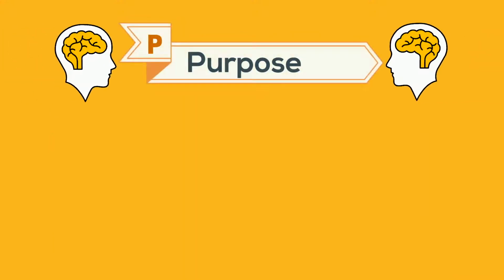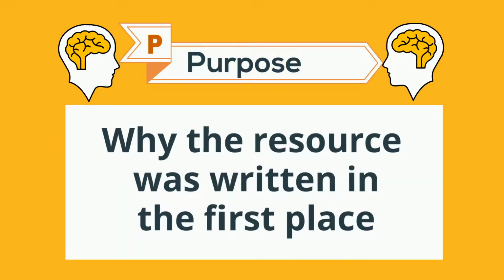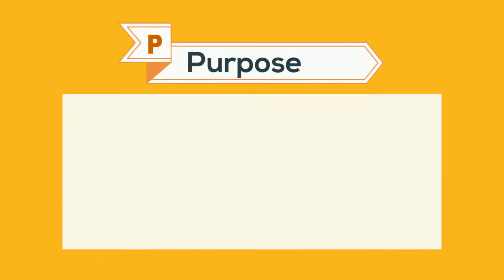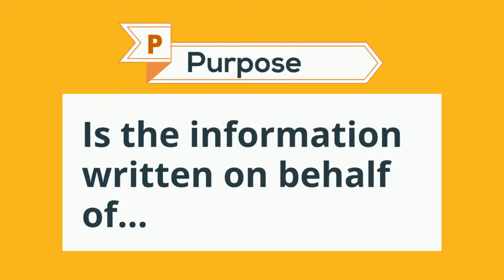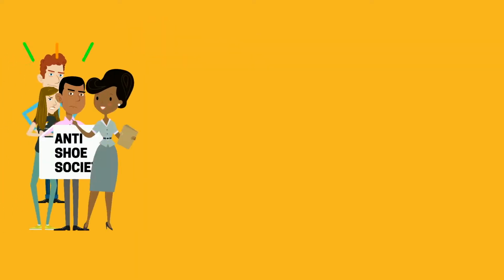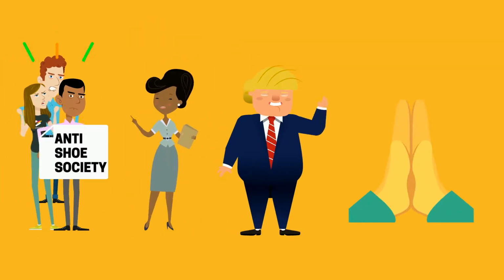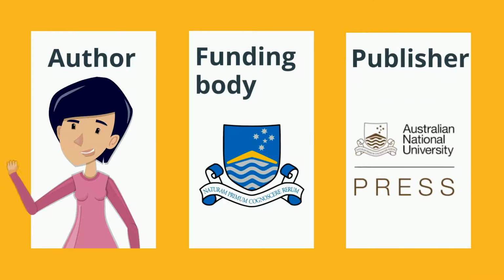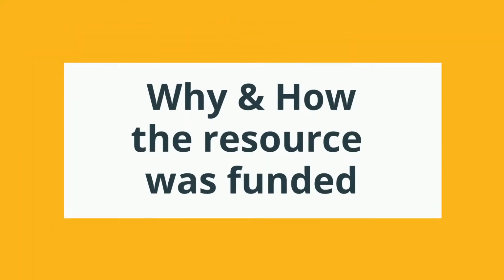Which brings us to the final criteria: purpose. Think about why the resource was written in the first place. Looking beyond the source itself will give you a better understanding. Some questions to think about around purpose. Is the information written on behalf of a lobby group, corporation, political group, or religious order? Read the About Us section to find out more about the author, funding body, or publisher, and really think about why and how the resource was funded.